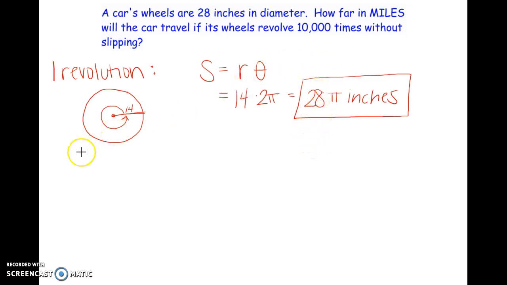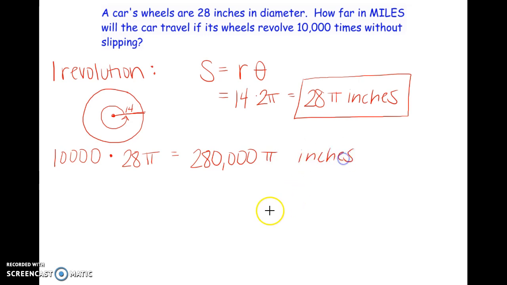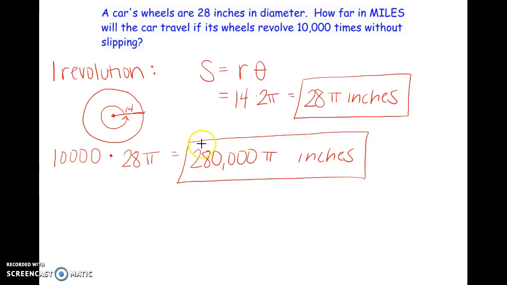So if we're talking about 10,000 revolutions, we just need to take 10,000 and multiply it by 28 pi. And when we do that, we get 280,000 pi inches. That's your answer if we were okay keeping it in inches, right? 280,000 pi, we would be able to type that in our calculator, but for right now, I'm going to leave it like this because my job is to now convert this into miles.